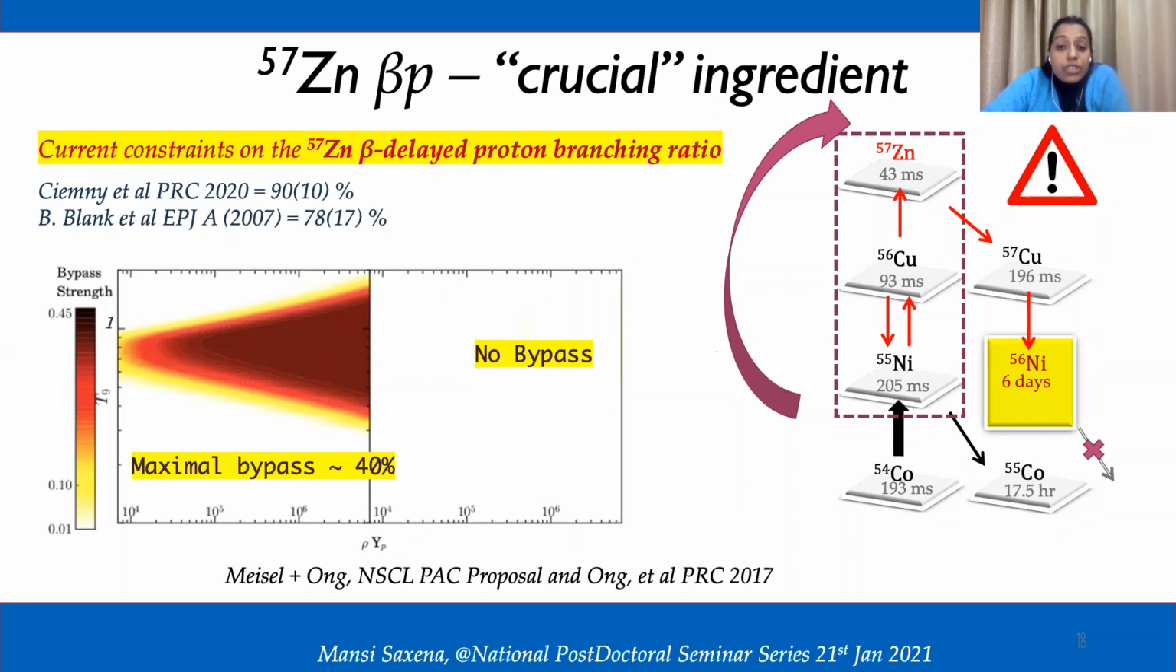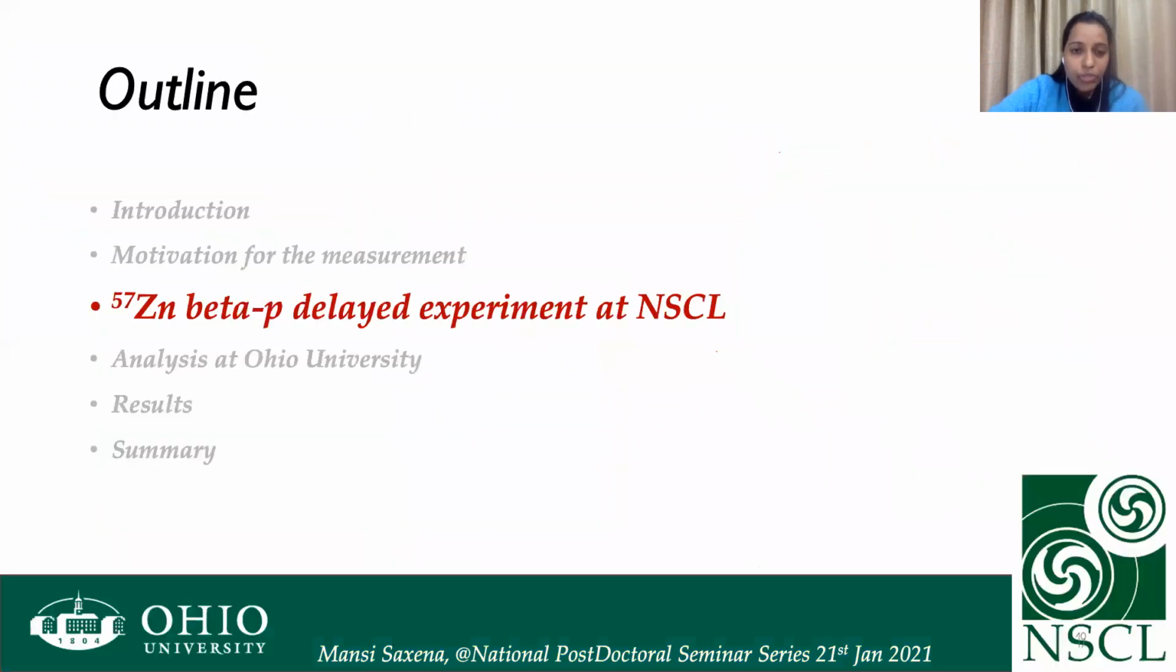So now this picture needs to be better constrained. That is why this formed the motivation of our current measurement, to have a better, high-precision value for this proton branching ratio. So, moving forward to the experiment.